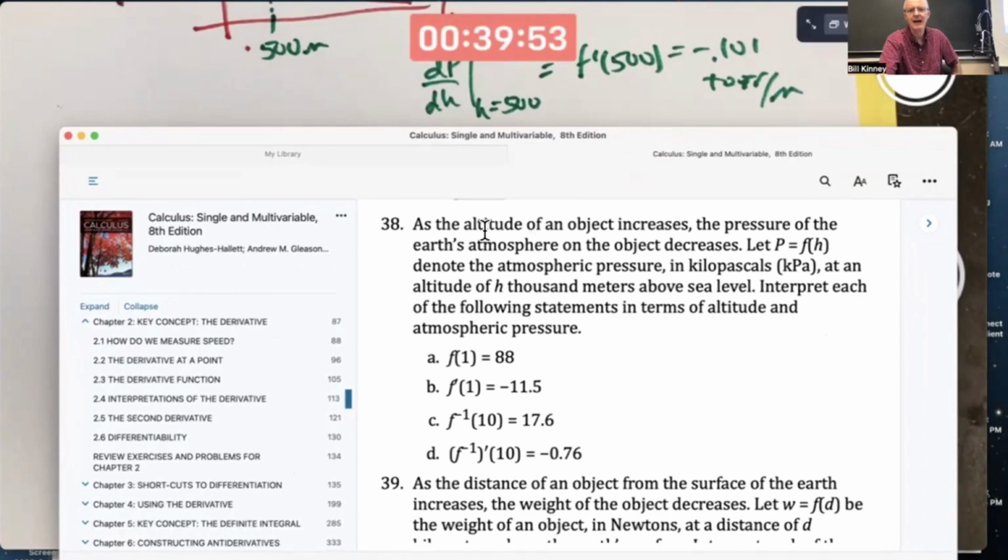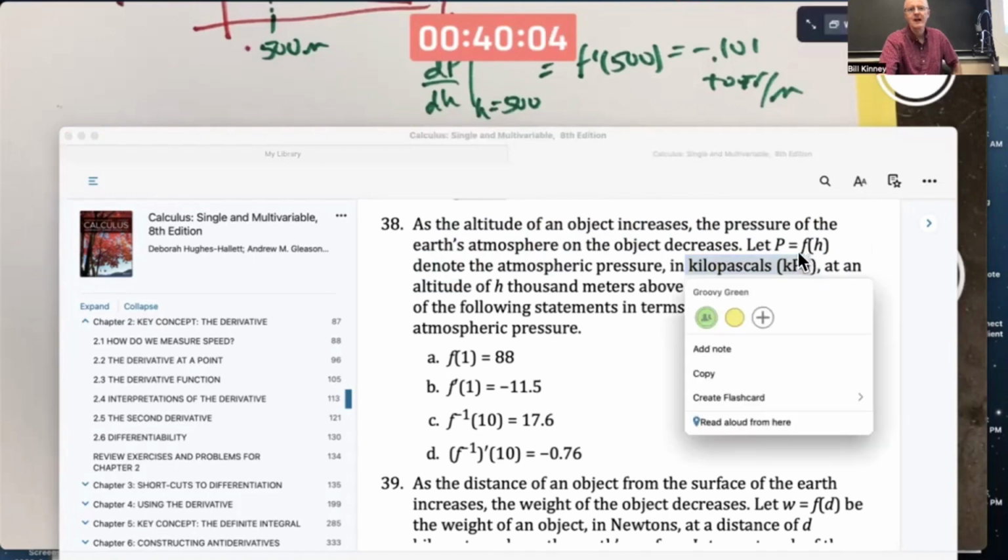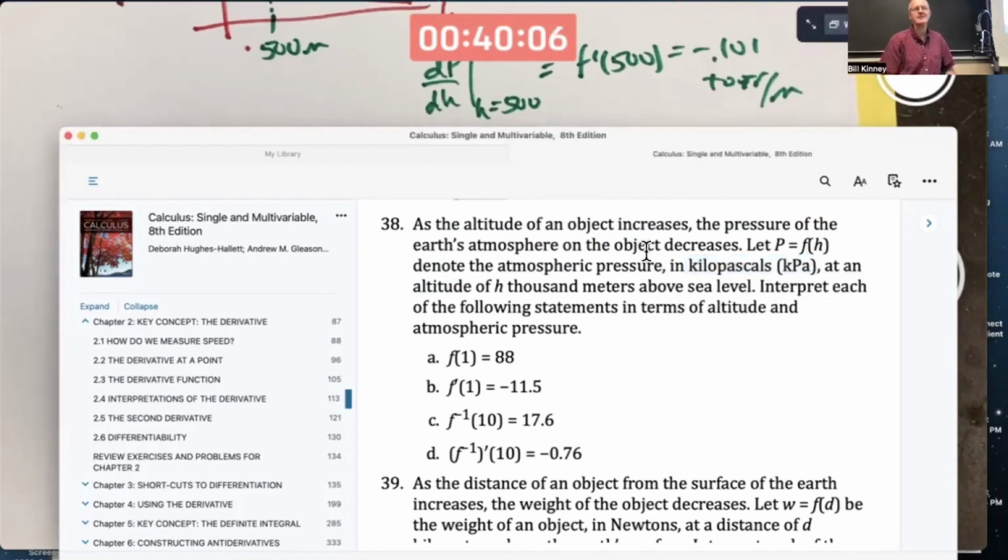Oh, this is another one about altitude and pressure. Now in kilopascals instead of torr. I should have probably just done this one from the start. I don't want to do 38 completely, but let's see if we can make sense of the last two parts of it, parts C and D, because they're a little different. Notice they involve the inverse function.